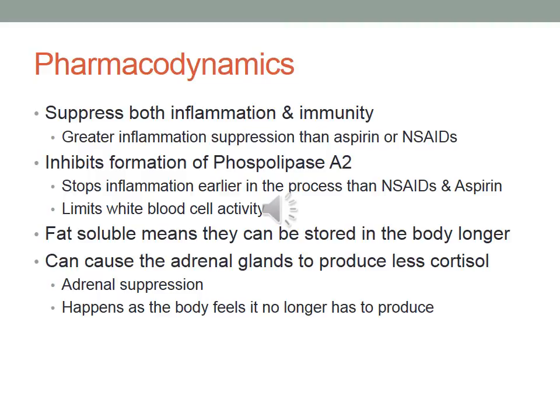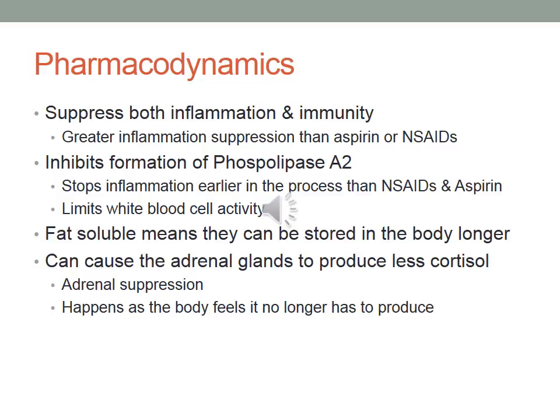As far as the pharmacodynamics are concerned, there is much greater suppression of the inflammation response with corticosteroids than with aspirin or NSAIDs. And again, as I had said previously, you also suppress the immune system. Now, in some situations, that could be needed. In some situations, it's going to be an adverse effect, because if you suppress your immune system, there's a greater chance that you can get ill. However, in situations where individuals have autoimmune conditions, those conditions need to be suppressed. So that's part of the reason why corticosteroids would be prescribed in those situations.